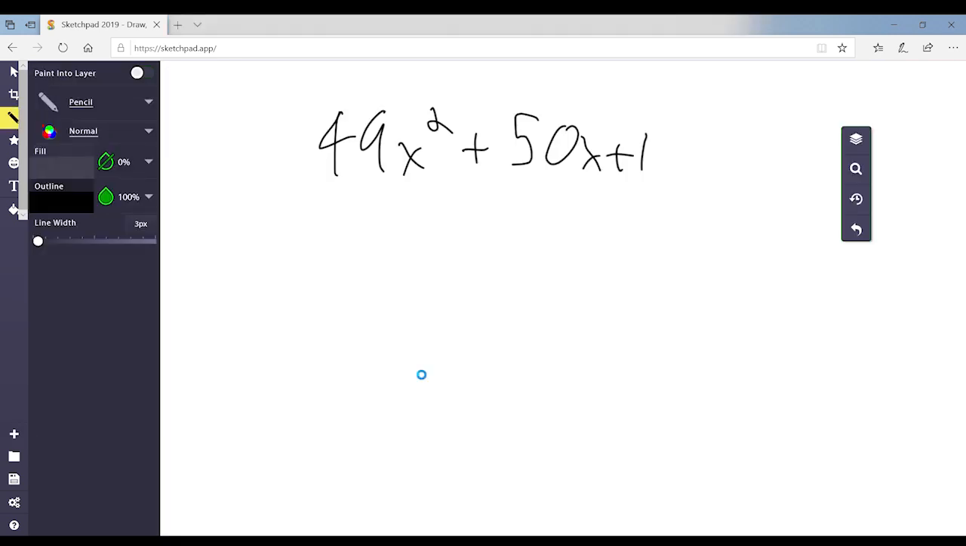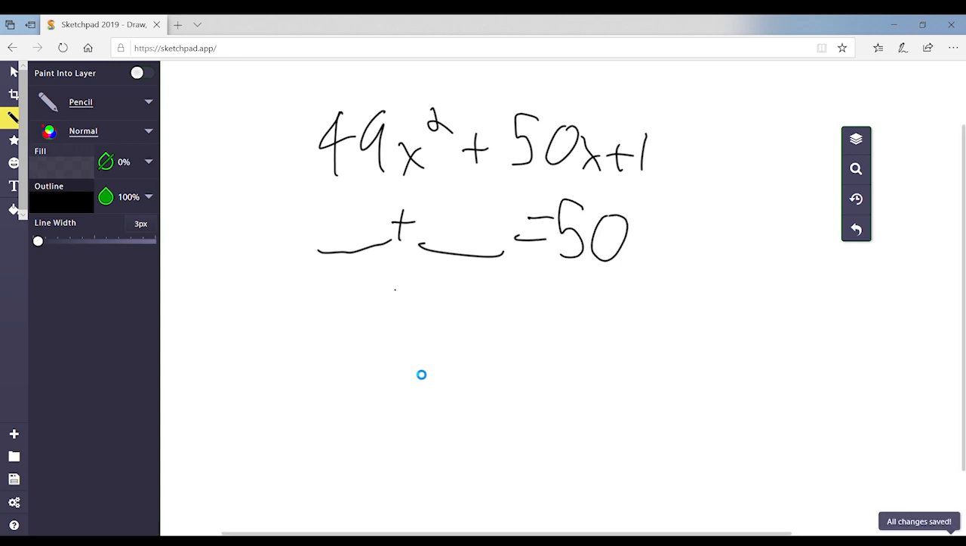So let's try an example. Okay, let's do this example: 49x squared plus 50x plus 1. Now, what we have to do is go through decomposition, but we have to do it a little bit differently. So we have to find two numbers that add up to equal 50, because that's what b is. We have to find two numbers that multiply together to get 49. Well, the numbers 1 and 49 work.